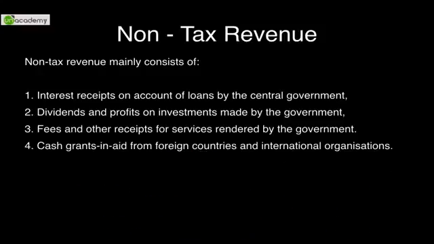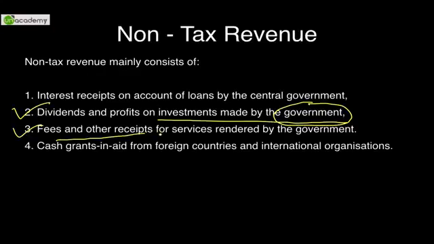Second part is dividends and profits on investment made by the government. The government has 51% shares of NTPC Limited. So NTPC earns profit, and the dividend is also earned by the government. That is considered to be its non-tax revenue. Fees and other receipts, for services rendered by the government. On the road, your challan is cut. A traffic constable, if he cuts your challan for over-speeding or not wearing a seat belt, whatever fees he charges, that is also considered a revenue.